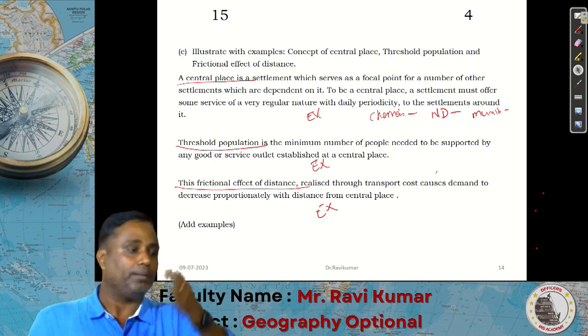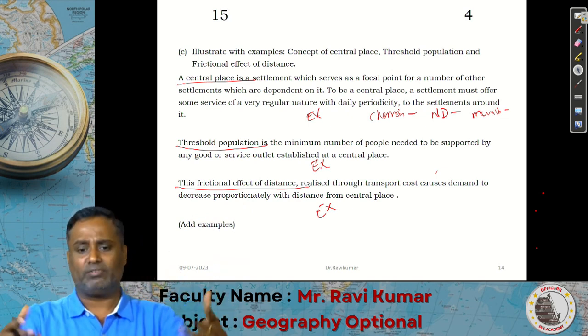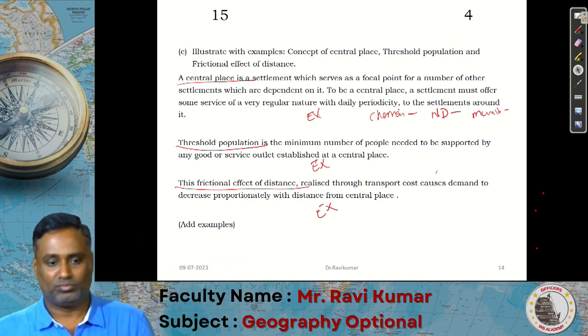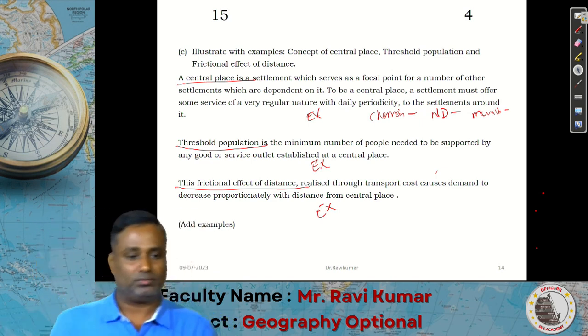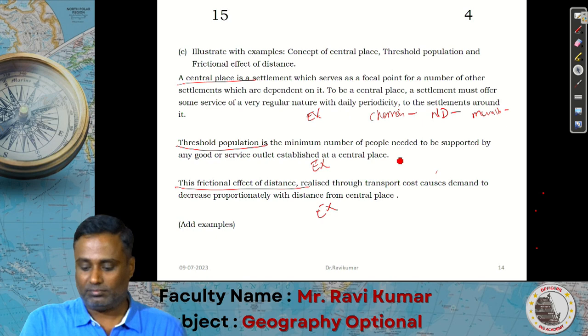But a barber shop can be kept anywhere. Two streets is enough for you to survive. The threshold is very less. So we can write barber shop and jewelry shop as the best example for that. Right? Barber shop and jewelry.